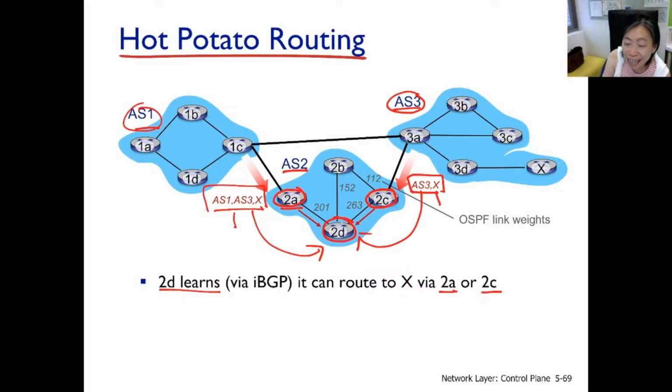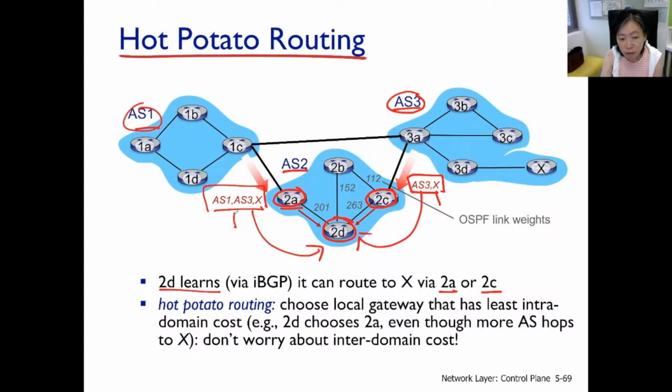2D here, assuming that we abandon the shortest AS path phase, goes straight to the closest next hop router phase. Then we'll do this. For this path, next hop router is 2A. For this path, next hop router is 2C. 2D here will consult the intra-AS routing again to find out, is 2A closer or 2C closer? So if you see the scenario, 2A's distance to 2D is only the link cost between 2A and 2D, which is 201. Distance between 2D and 2C, however, is 263. So 2D here is going to choose 2A to forward the packets to.